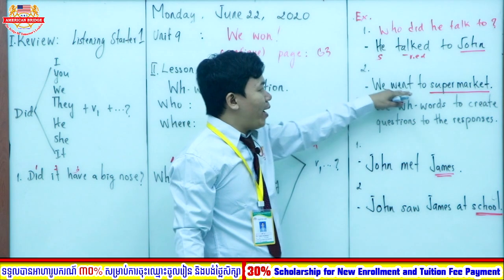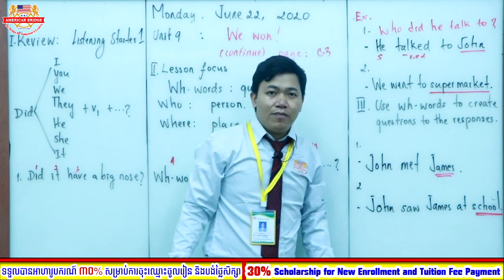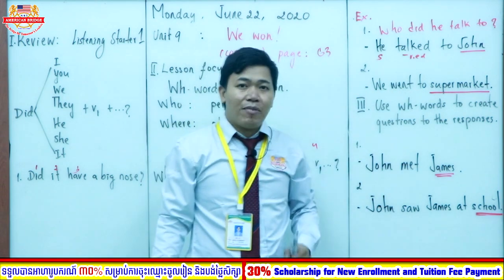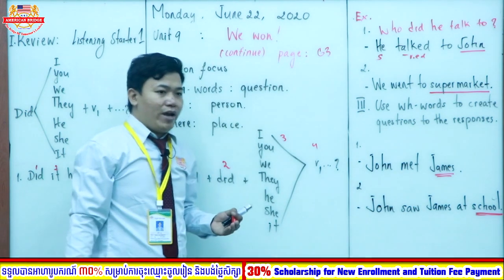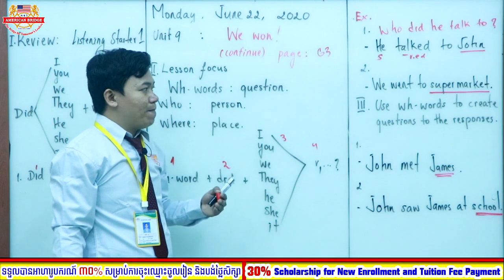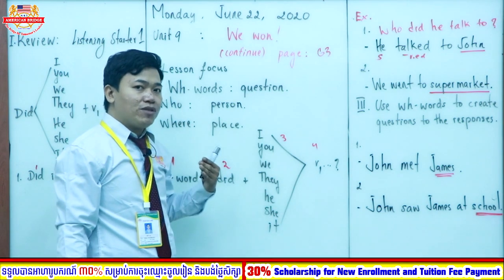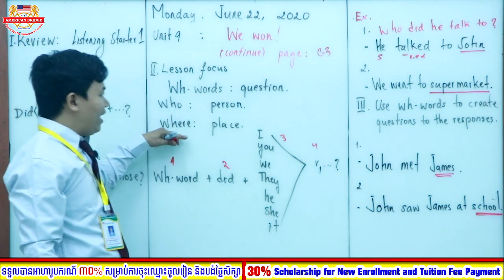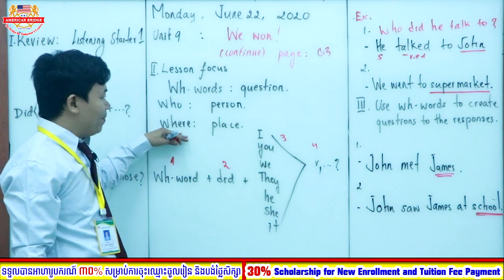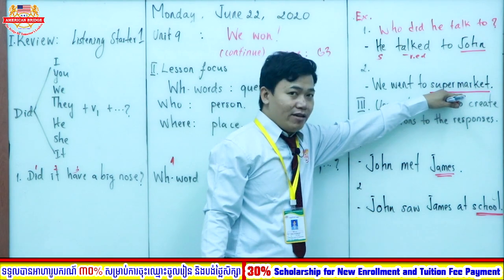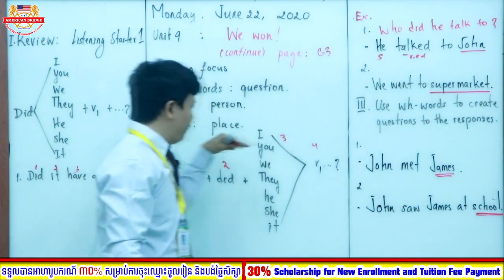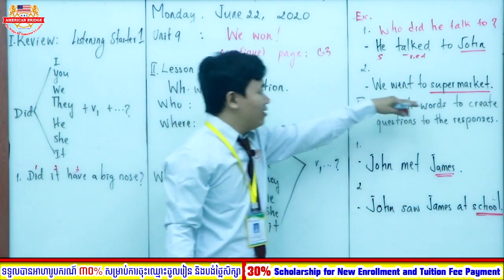Okay, we went to supermarket. Supermarket is about place, right? So place, everyone. When we want to make a question, what WH word should we use, everyone? Great. Place, we need to use where. So where here refers to supermarket, right?